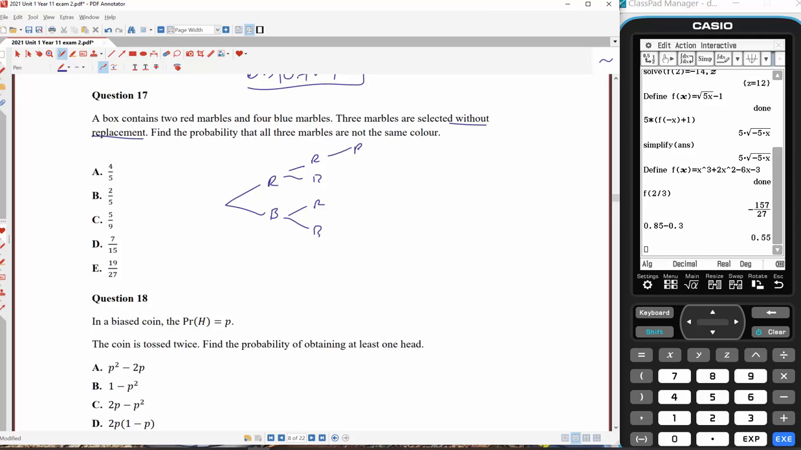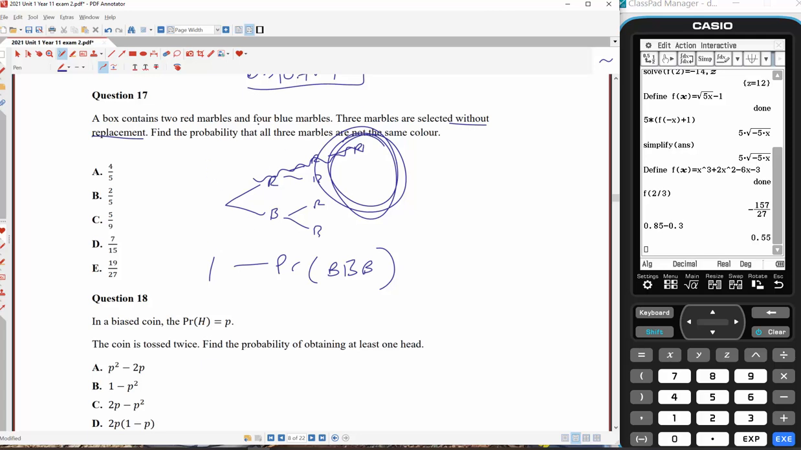This event doesn't exist because there's only 2 red marbles, so that event can't happen. So what I'm going to do here, to find the probability that all three marbles are not the same color, I'm going to find the probability that they are the same color. That means I want to find out the probability of blue, blue, blue. And then I'm going to remove that from 1, and that will give us everything else in the tree diagram. So blue, blue, blue.